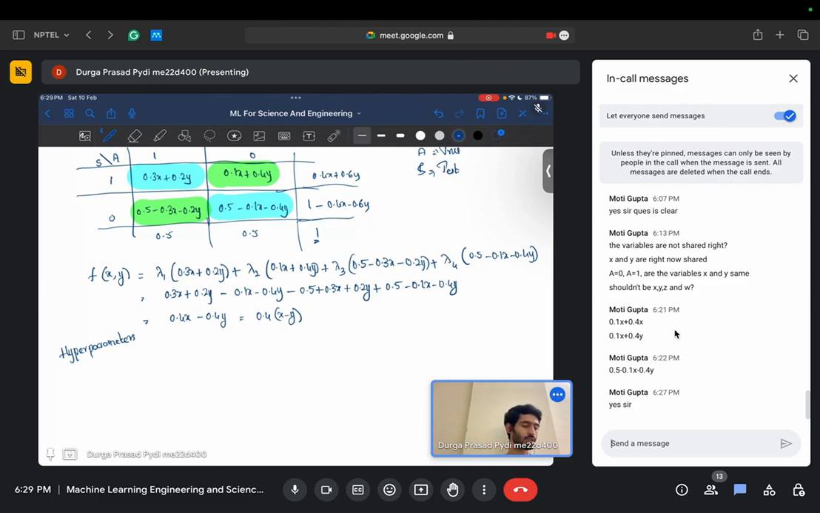Okay, now that I have f of x, y defined, this is my objective function. Now I have my objective function and I want to maximize this. What are the values of x and y that will maximize this function?